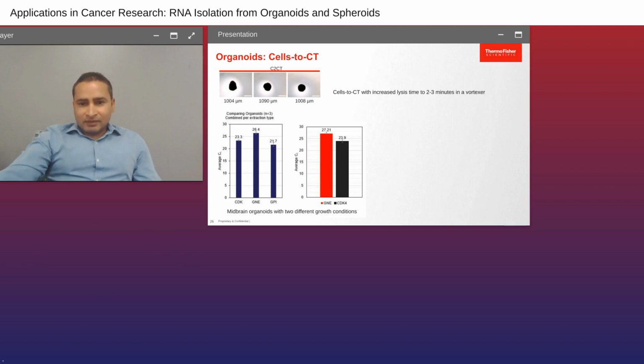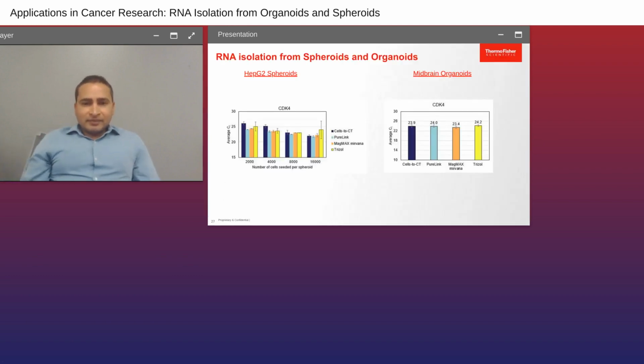Up to this point, I have talked about each of these methods in isolation, but how do they compare? How do I decide which ones to choose? What is the experimental data for these kits? In order to compare the efficiency of each of the methods for RNA isolation, we isolated RNA from these samples side by side. Here on the graph on the left, you do get consistent recovery of RNA and gene expression from the spin column-based PureLink RNA Mini and also the magnetic bead-based MagMax Nirvana, shown by consistent recovery of the average CT value. Cells-to-CT showed higher CT values for low cell input, but consistent recovery compared to PureLink and MagMax Nirvana for high cell input spheroids.